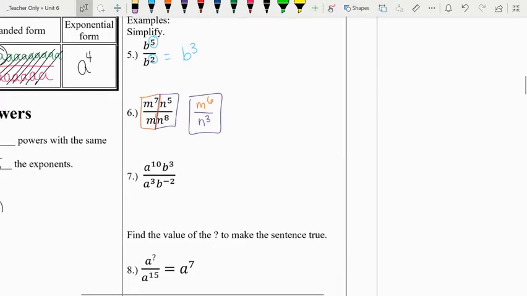So then we have ones like number 7. Same deal happening here. We're still doing big minus small. So for a, it's 10 minus 3, which is 7. It goes in the numerator because that's where the larger one's at.